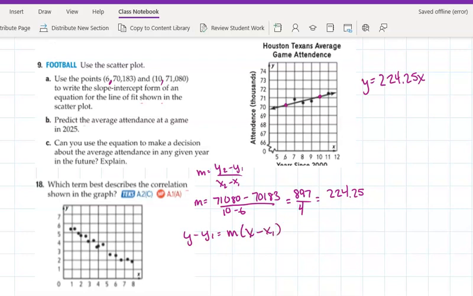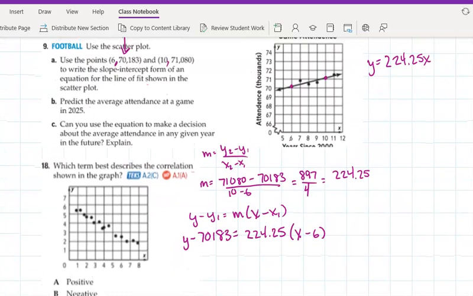So we'll plug in what we know. You can pick whichever one you want to use for this. I'm going to use the first one. So this is y minus 70,183 equals the slope, 224.25 times x minus 6.